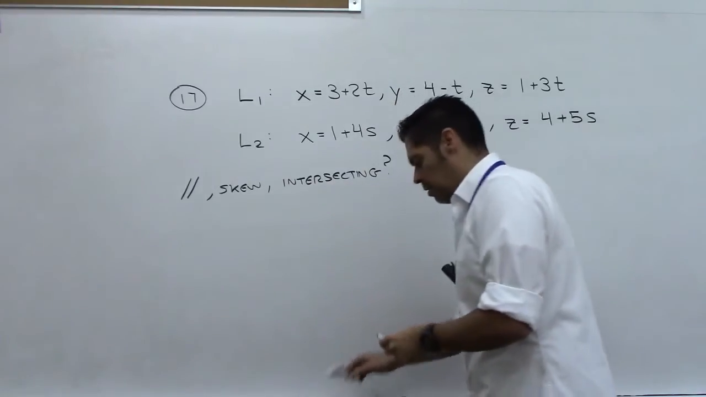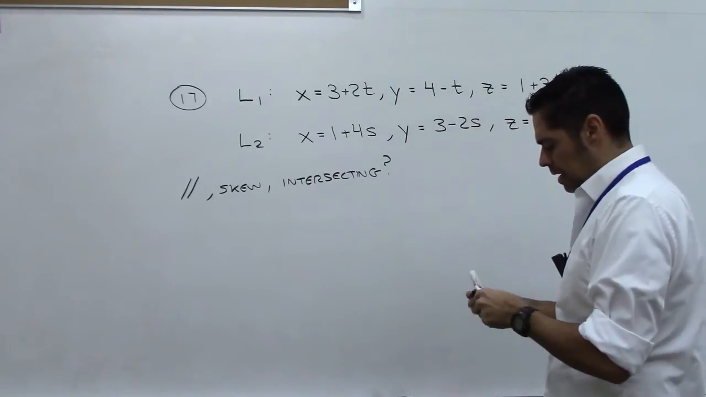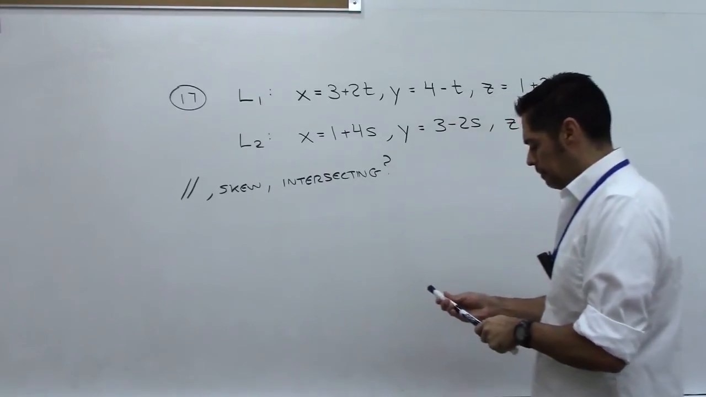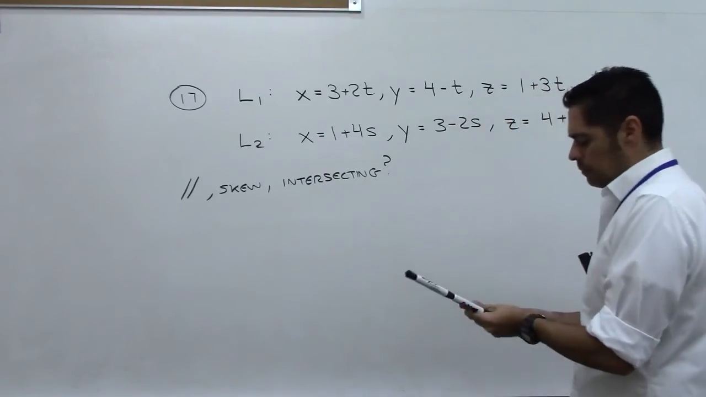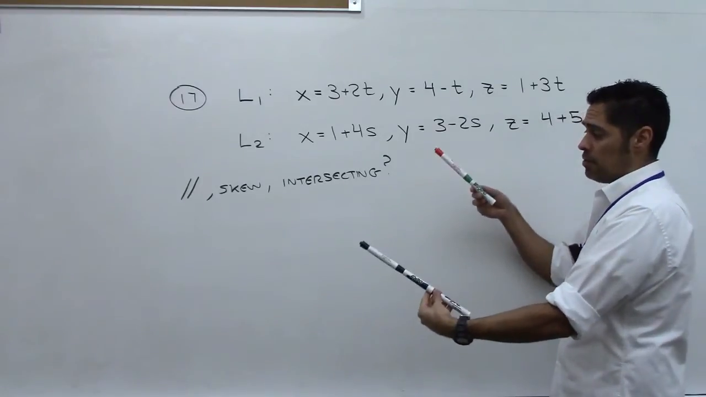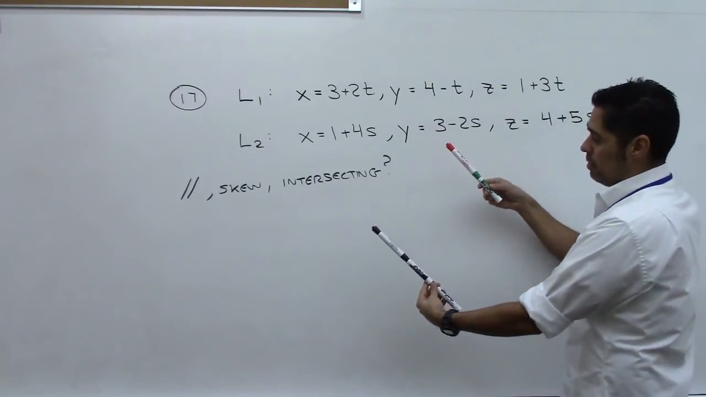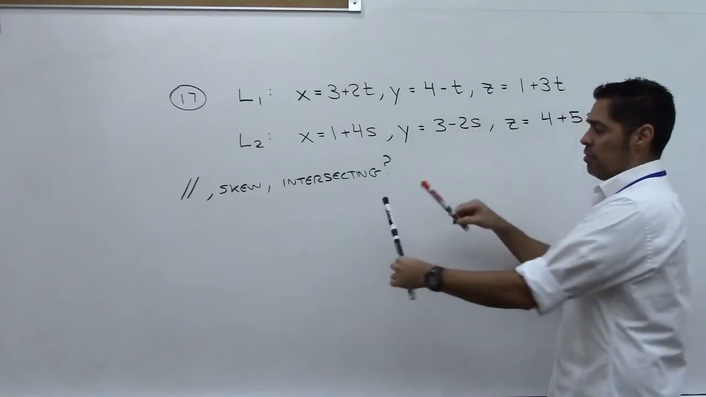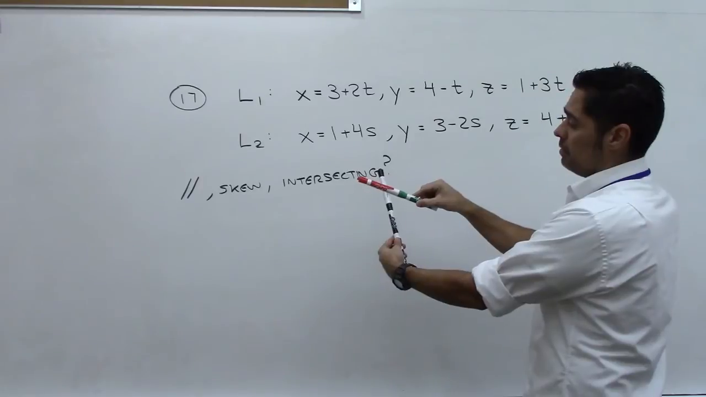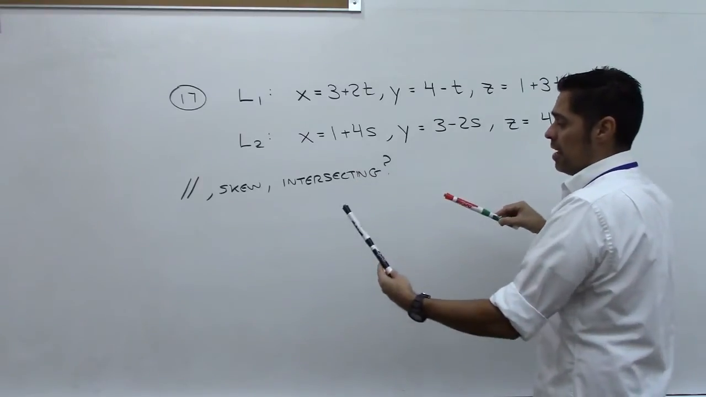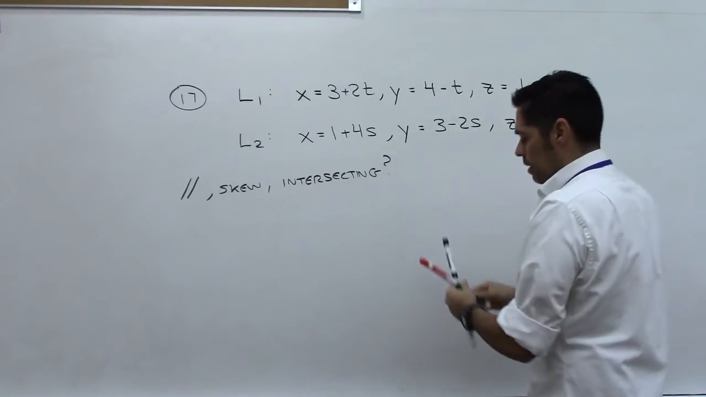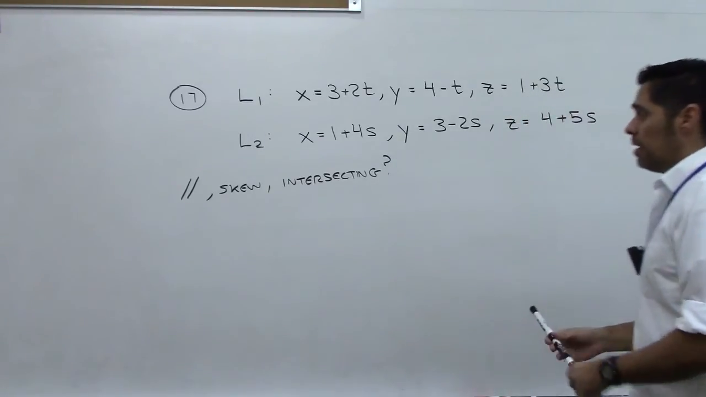So here's what they want to know. Visually, this is what we're looking at. You've got two lines in three-dimensional space here. I'm trying to figure out if these lines are parallel, which means they would point in the same direction. Are they skew, which means that they aren't parallel and they don't hit each other? Or are they intersecting? So do they actually hit each other, right? Cross somewhere.